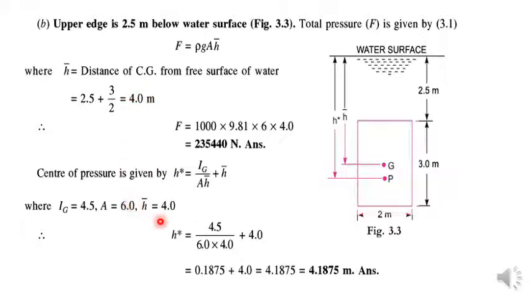You are going to input your values in the equation of the center of pressure, and you are getting your respective answer as 4.1875 meters. So your center of pressure has been changed, and this is the new value you need to report for the second case, when your vertical rectangular plane surface has been submerged in the water under a depth equal to 2.5 meters. So in this way you are going to calculate your values, and it will give you the answer for the second part of your numerical problem.